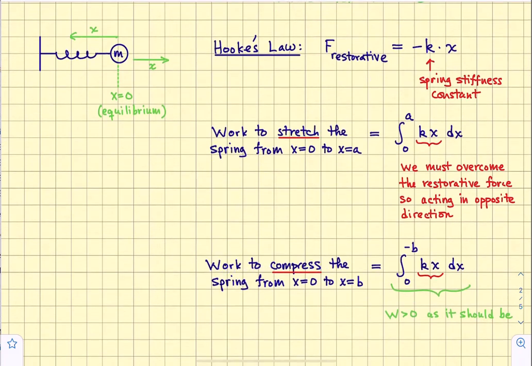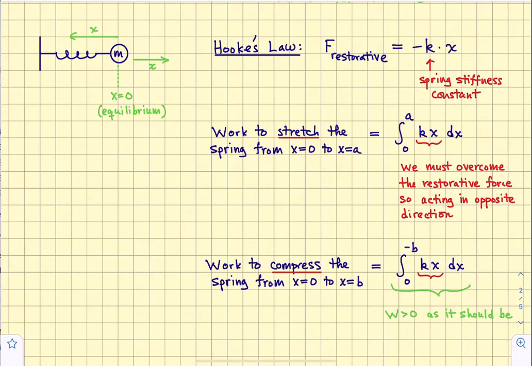Similarly, if we wanted to compress the spring from, say, x equals 0 to x equals b, where b is less than 0, then we would be compressing the spring to the left in this diagram. And now we would be integrating our force function, again positive not negative, from 0 to b. We can write this either with b known to be negative, or as a negative b where b is written as positive. Here I write it with a negative b where b is positive.